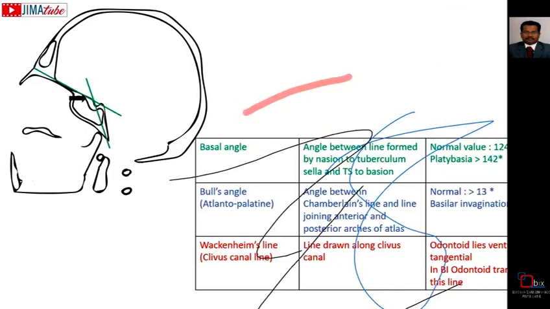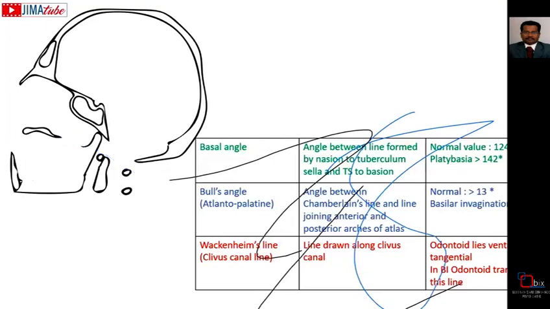So what is Bull's angle? It is nothing but the atlanto-palatine angle. The angle between the Chamberlain's line and the line joining the anterior and posterior arch of the atlas. The normal angle is more than 13 degree. If it is less than 13 degree, we have to think of basilar invagination.